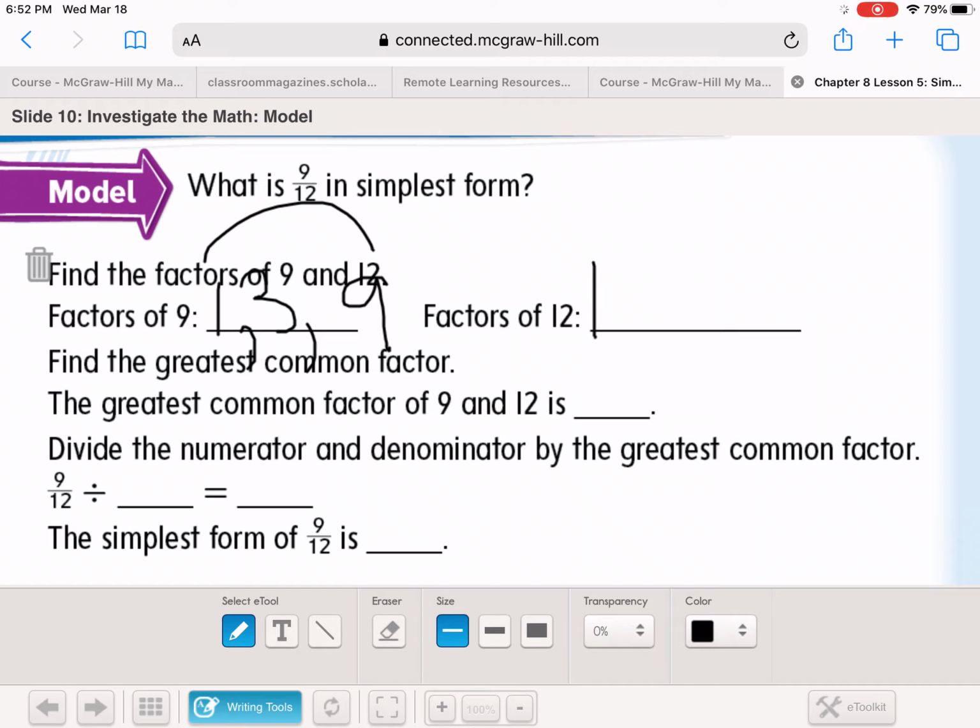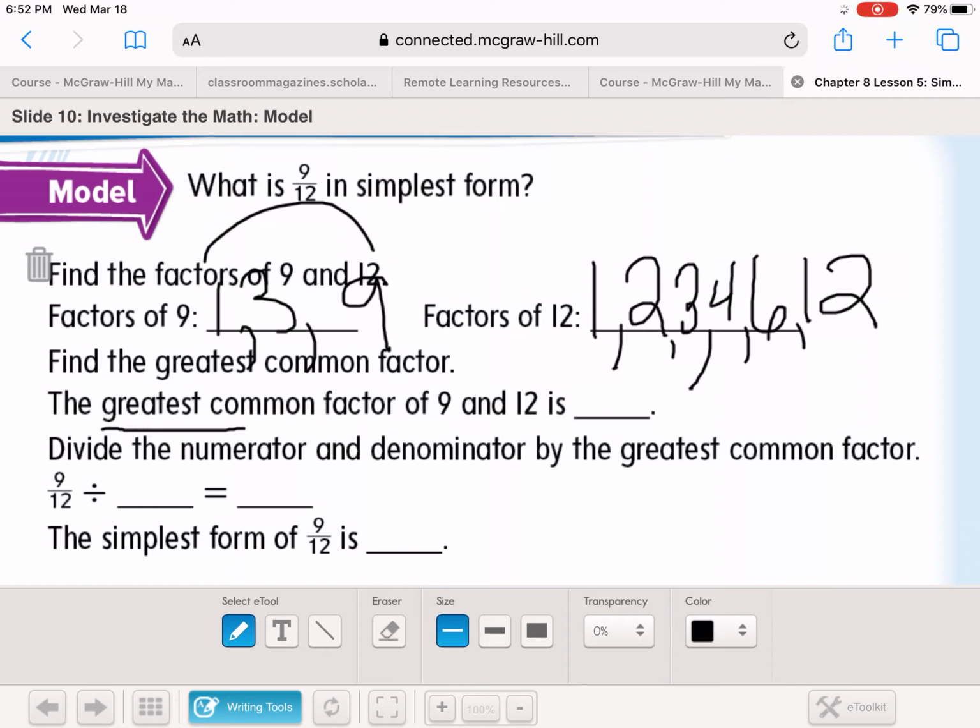Now let's do the factors of 12. 1, what's its partner? 12. It's an even number, so we know 2 can go into it. 2 and what? 6. What else goes into 12? How about 3? Yep. What's its partner? 4. Okay. Now we want to look for the greatest common factor, the biggest number that they have in common. Well, it would be 3.